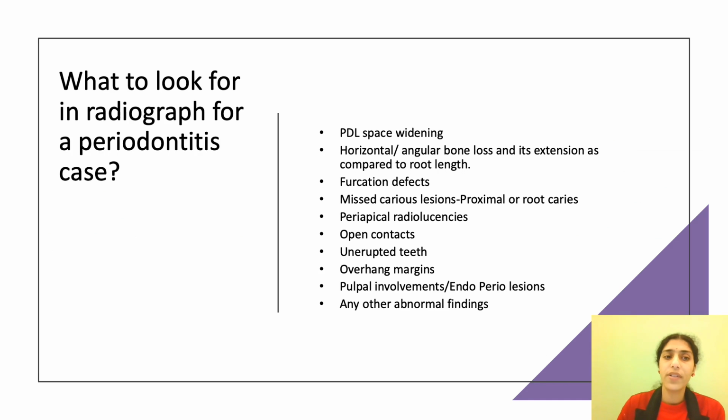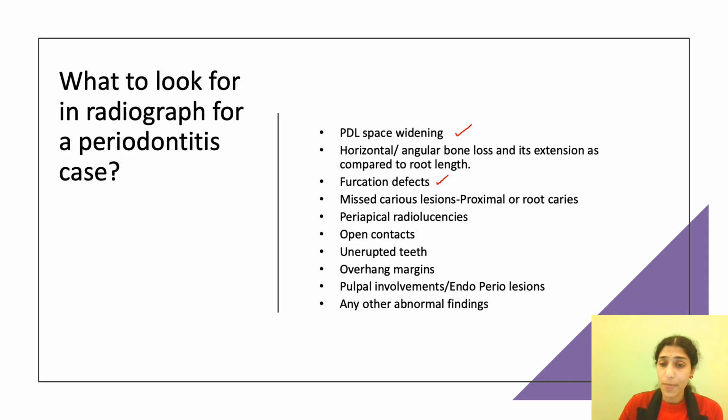So what to look for in a radiograph for a periodontitis case? We can observe the presence of PDL space widening. We can see the pattern and the extent of the bone loss, whether there is horizontal or angular bone loss, and whether it is extending only to the coronal third, middle third, or until the apical third of the root length. We can also look for the presence of furcation bone loss.